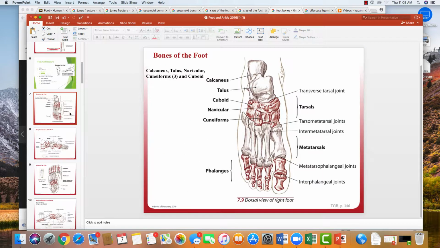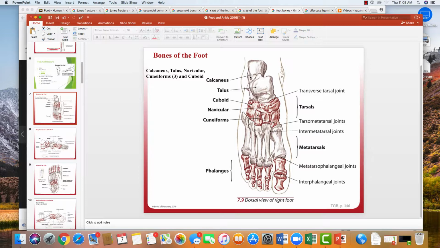Let's take a look now at some of the specific bones of the foot. We've got the talus right here, and we can't see it because it's been removed, but normally the tibia would sit right on top of there, and then on this lateral side here would be the fibula coming down, but those have been removed, so we get a nice clear picture just of the foot.